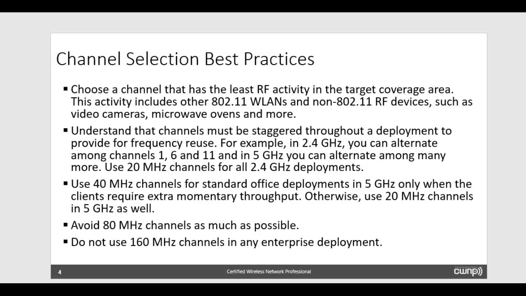You can use the 40 megahertz channel for a standard office deployment in 5 gigahertz only when the clients need some extra, momentary bandwidth. Otherwise, it's probably still better to use the 20 megahertz bandwidth. Avoid as much as possible using 80 megahertz channels, and definitely in an enterprise deployment, do not use 160 megahertz. Even though the standard's there, you're not going to help anybody.